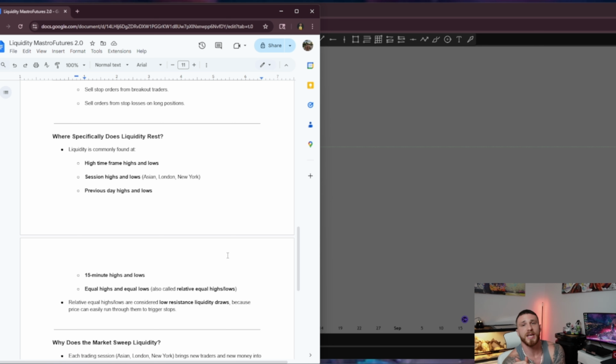So liquidity is commonly found, and you're going to write this down in your notes, at high time frame highs and lows. So we have 4-hour highs, we have 1-hour highs, and we also have previous day highs and lows, right? And that's going to be the third bullet point right here. We also have session highs and session lows. So we have Asian session, London session, and New York session. And we're going to go over that in the chart also.